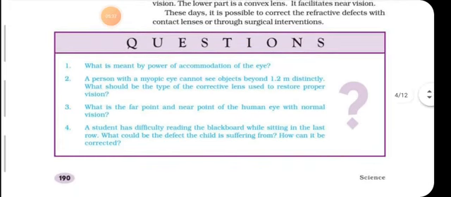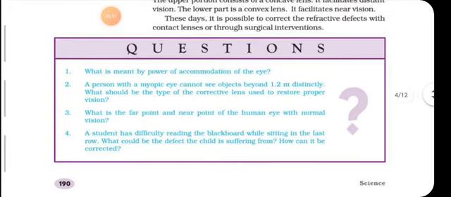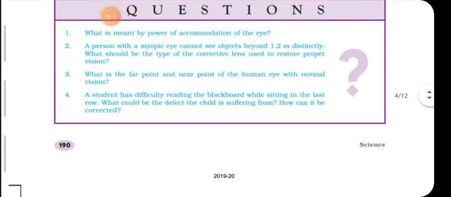Fourth question: a student has difficulty reading the blackboard while sitting in the last row. What could be the defect the child is suffering from? How can it be corrected? See, if the student is sitting at the last bench and cannot see the blackboard clearly, that means he is suffering from myopia, that is nearsightedness. He can see nearby objects clearly but cannot see distant objects clearly. So he is suffering from myopia and he needs a concave lens to correct this.